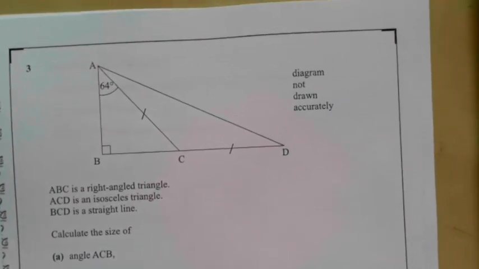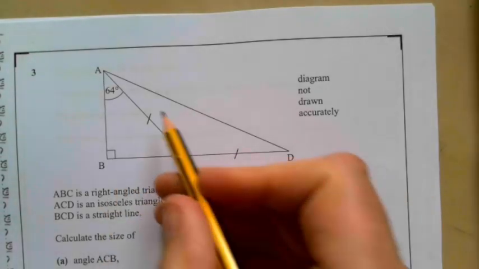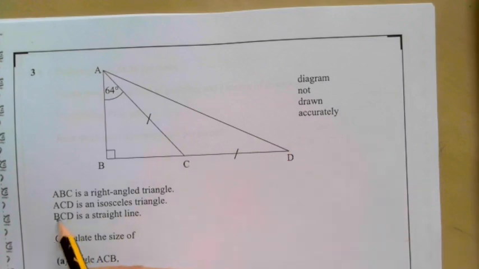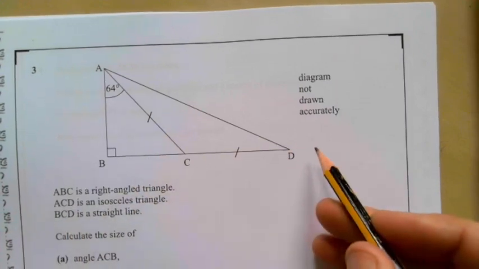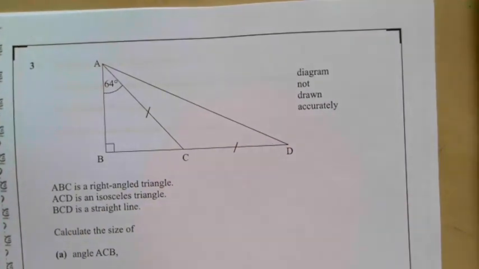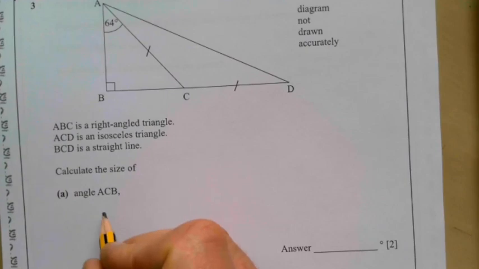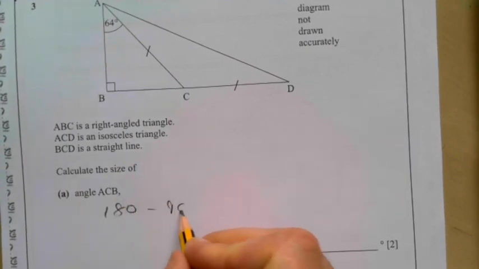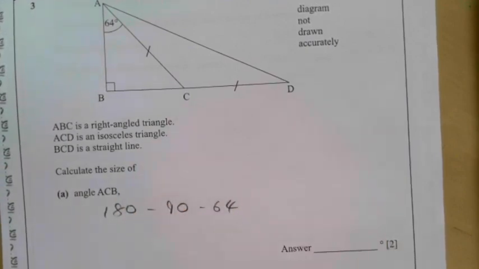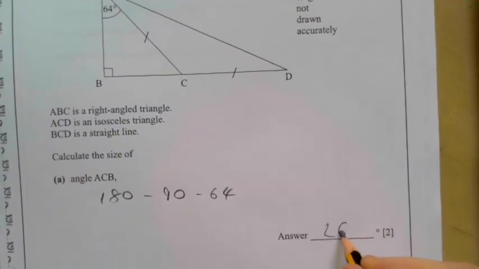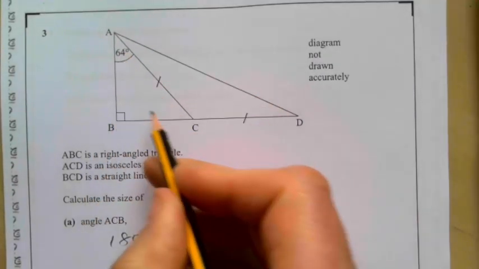Number 3. ABC is a right angled triangle. ACD is an isosceles triangle, and BCD is a straight line. Calculate the size of the angle ACB. So angle ACB is going to be 180 take away 90 take away 64, and so that then gives 26. Hopefully that's okay. We know that one and that one.